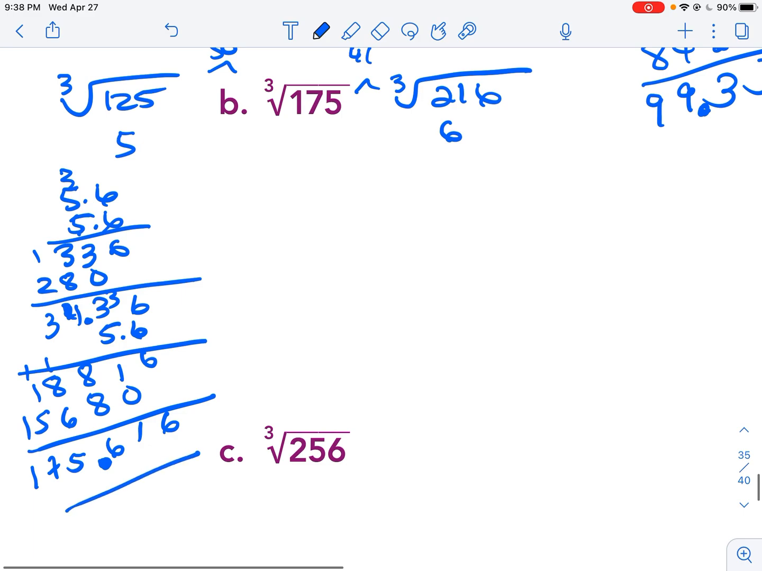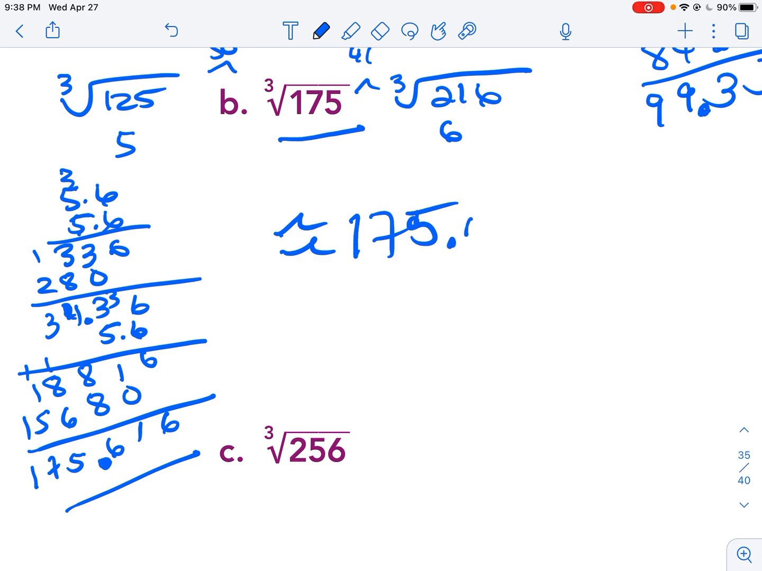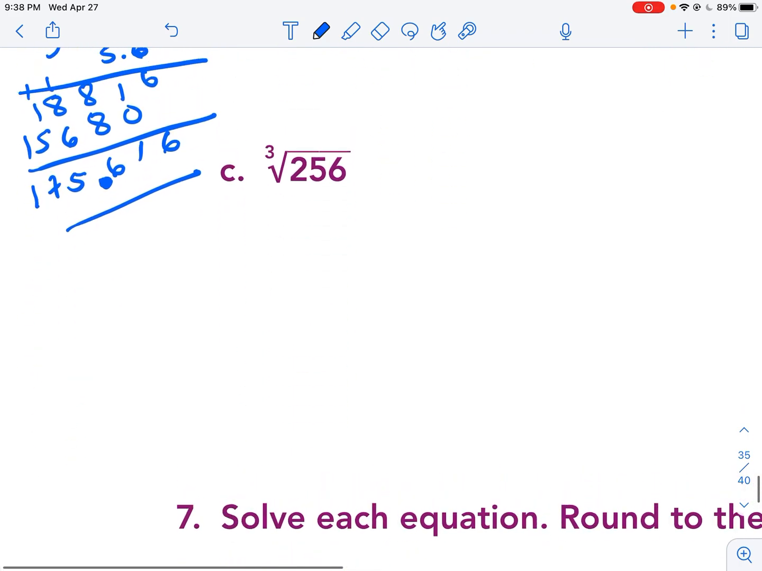The 3 decimal spots. Oh, look at that. Look how close that is to that. So this is going to be approximately 175.616. Oh, what am I doing? No, it's not. 5.6. There we go.